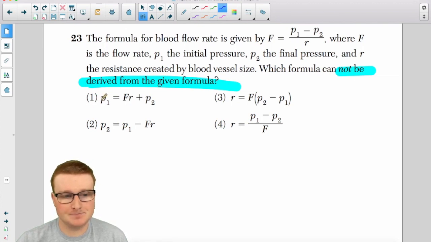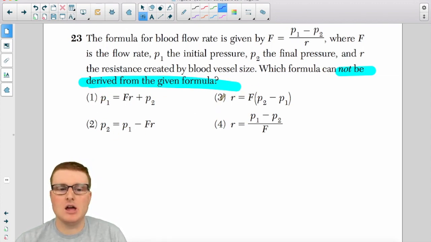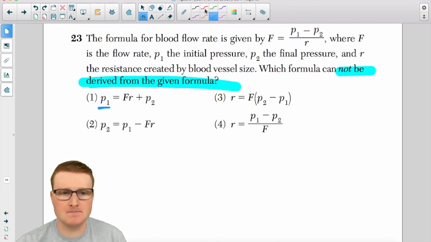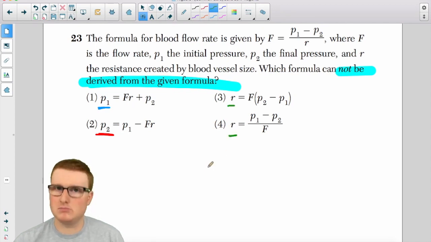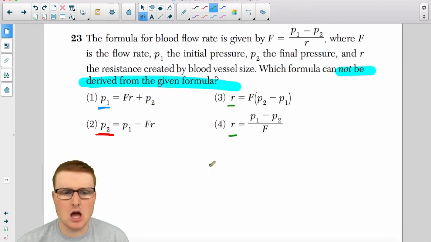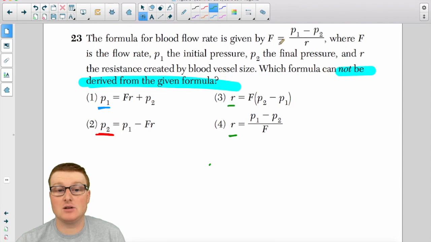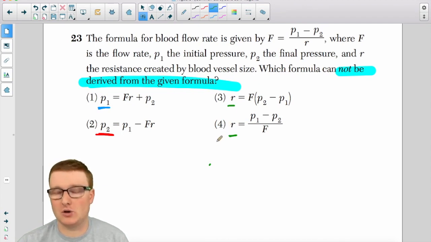So what they have here is P1, P2, R, and F. Your job is to solve for P1, P2, and your R's, and figure out which one's wrong. Honestly, let's shoot for the R first because there's two of them. If we find out that both of them are correct, then we just go to the others.